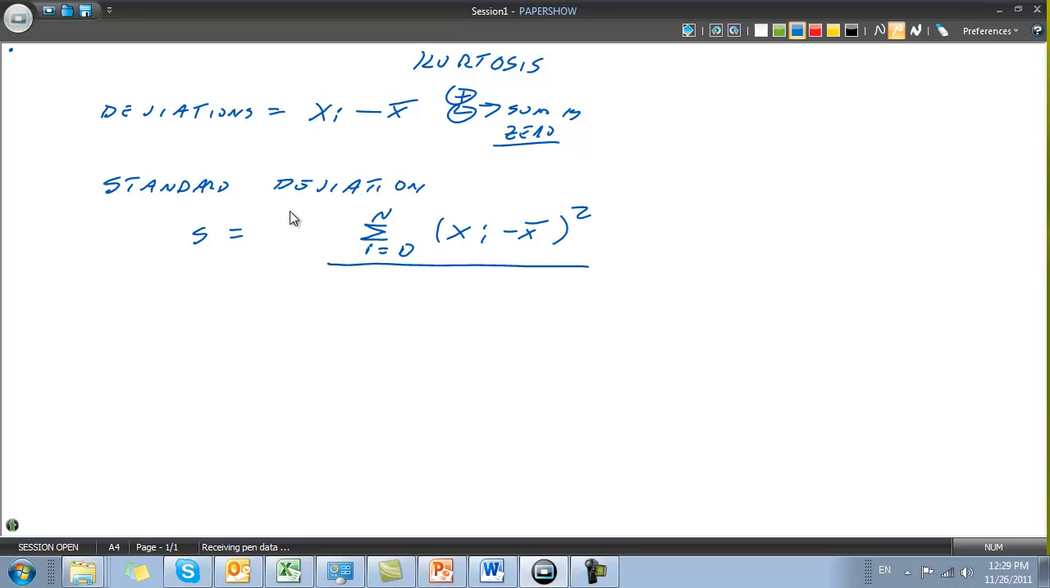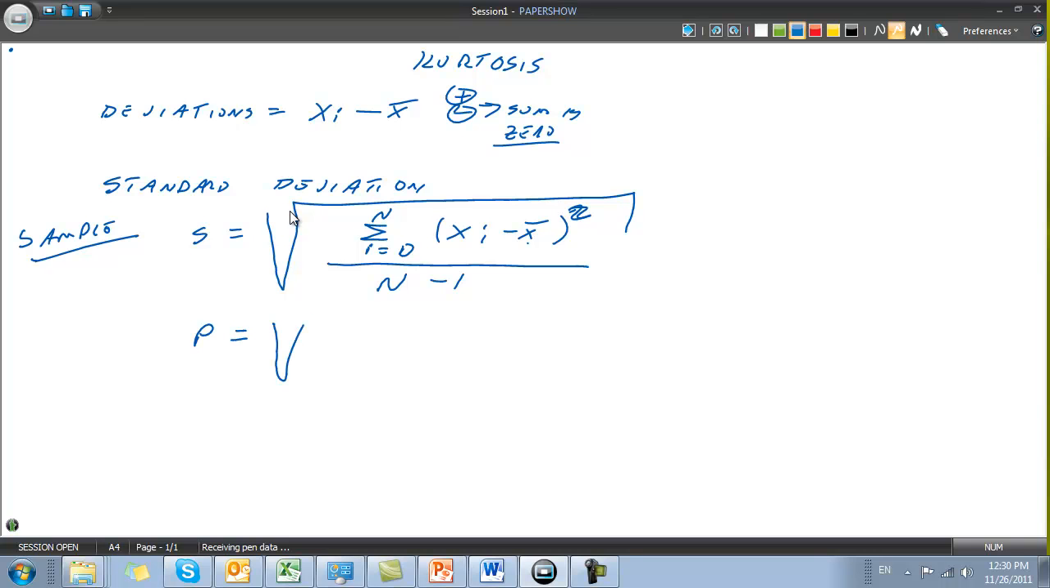Now I'll divide by the number of points in my sample less than 1, because I used 1 degree of freedom to find my average here. Finally, since I took the square, I will now take the square root. And that is my sample standard deviation.